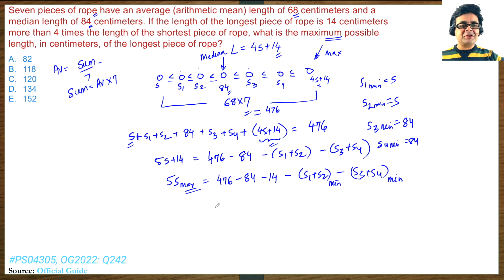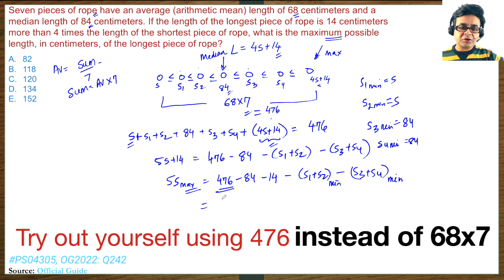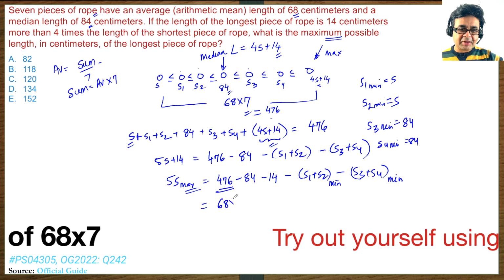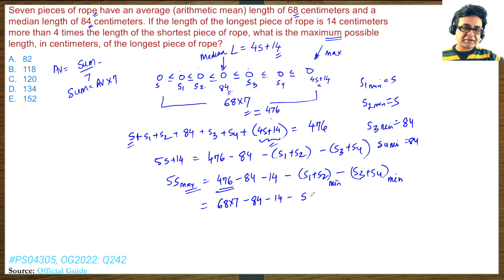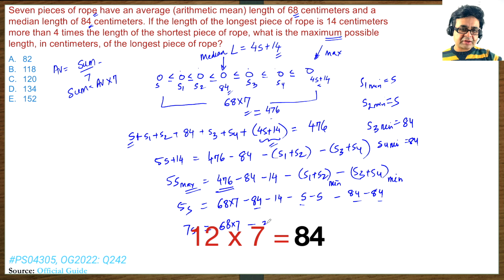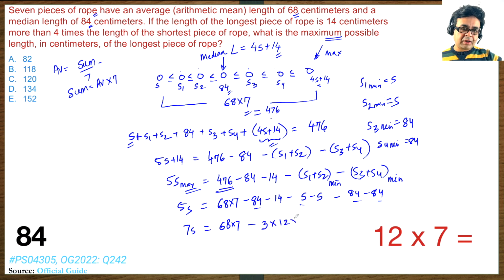So now let's substitute these values. As you recall, I said I don't want to actually calculate it as 476. If I had done it, it would cause me a lot of calculations. So I'm going to put it back as 68 multiplied by 7 here, minus s minus s minus 84 minus 84. I'm going to rearrange this equation a little bit, take the two s's to the other side. So 7 small s equals 68 into 7. There are 3 84s here, so I'm going to write this as 3 multiplied by 12 multiplied by 7.